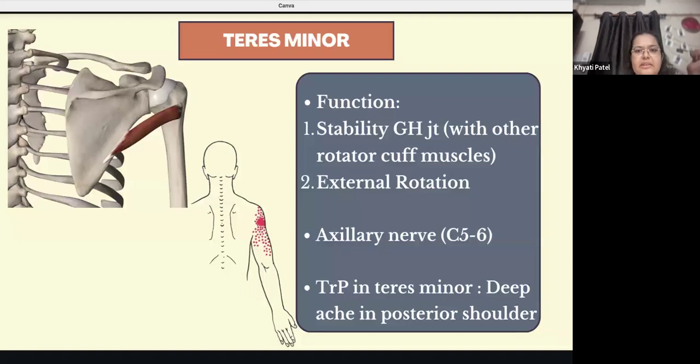Next is teres minor. Again, being a rotator cuff muscle, it provides stability and also helps in external rotation. It is supplied by axillary nerve, and trigger points in teres minor will cause deep pain in the posterior part of shoulder.